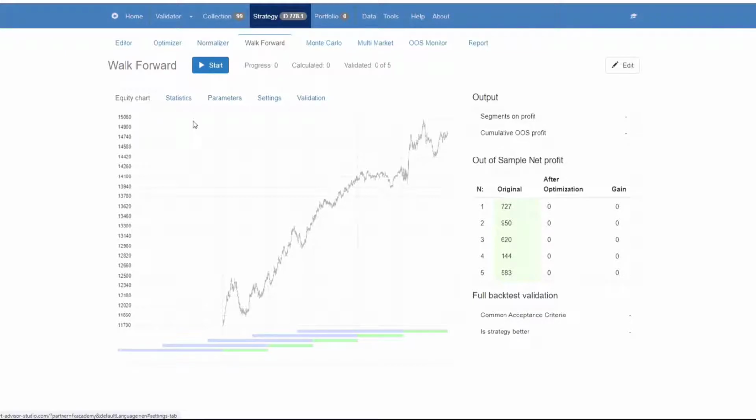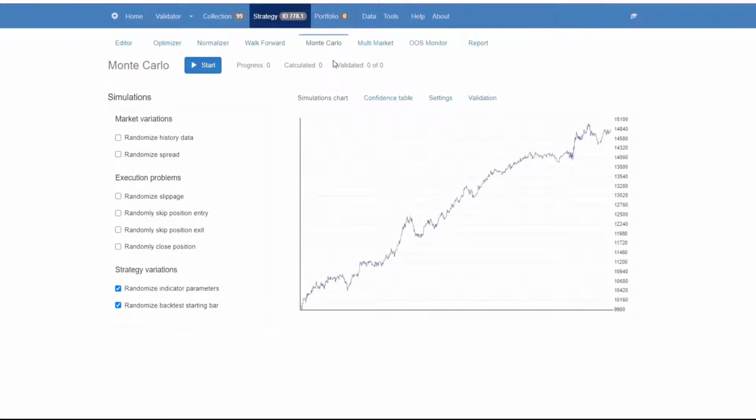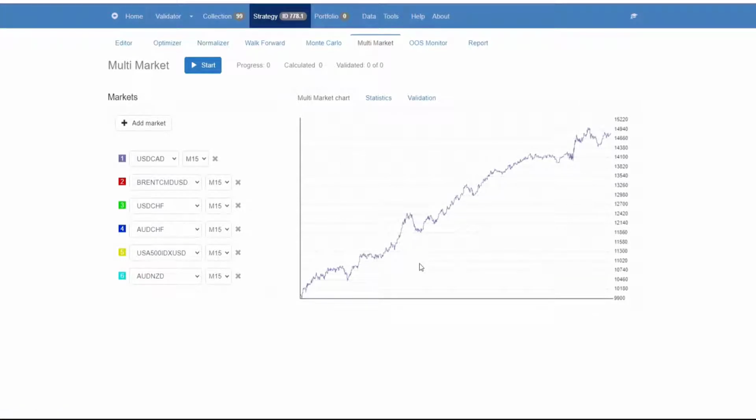From there we have the Monte Carlo. Now the Monte Carlo is a tool that performs several Monte Carlo tests, and it adds randomness to the historical data and to the executions of our trades using the historical data, and it ensures that our strategies are robust. From there we have the multi-market. And the multi-market is really a tool that we can use to test that our strategies work well on multiple currency pairs instead of having a really good strategy for each one. The tool will test the strategy across various assets and markets.